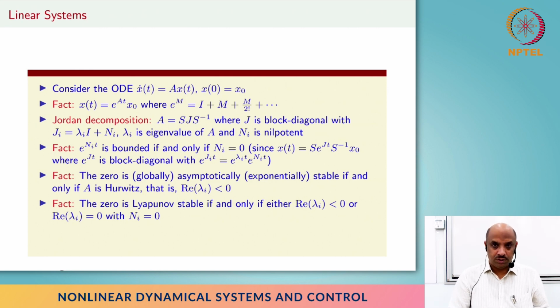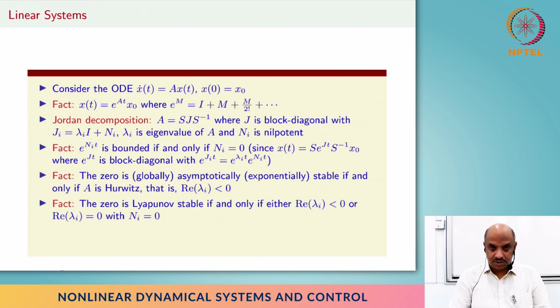You don't have a local notion separately and a global notion in the linear case because they are linear, and asymptotic and exponential are the same because all of them will have either exponentially decaying behavior or none, right? If and only if A is Hurwitz, that means the real part of all the eigenvalues are less than 0.